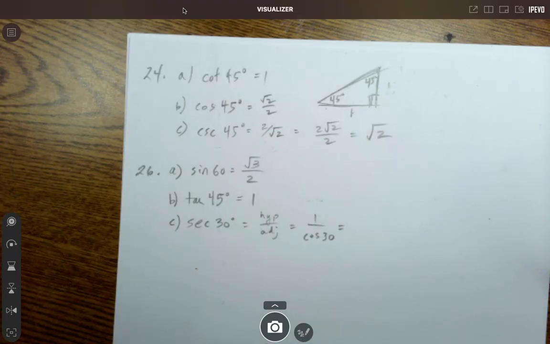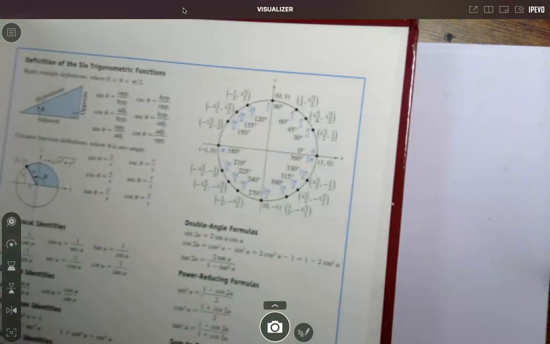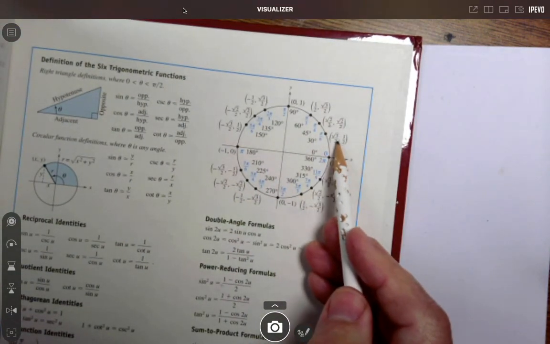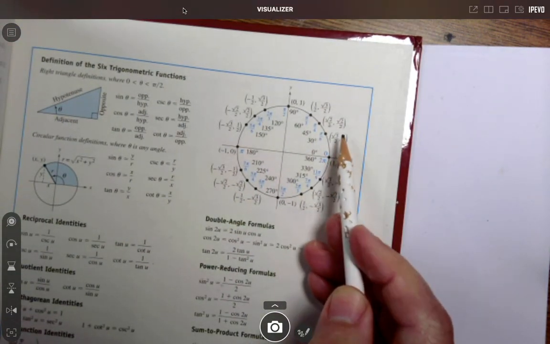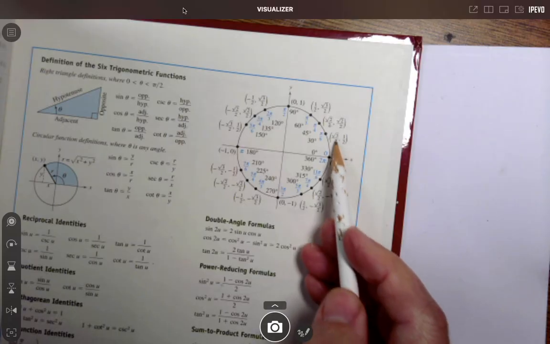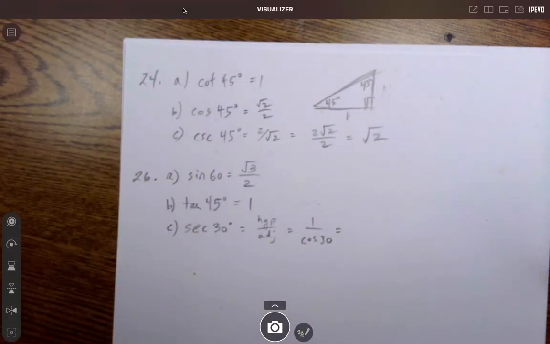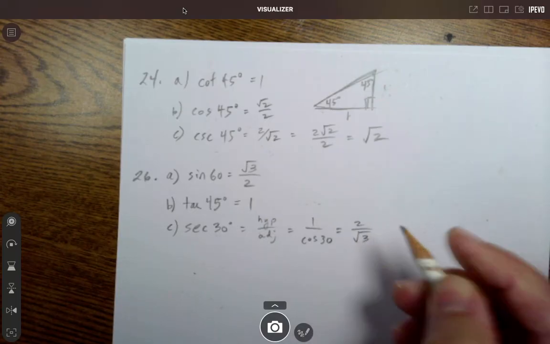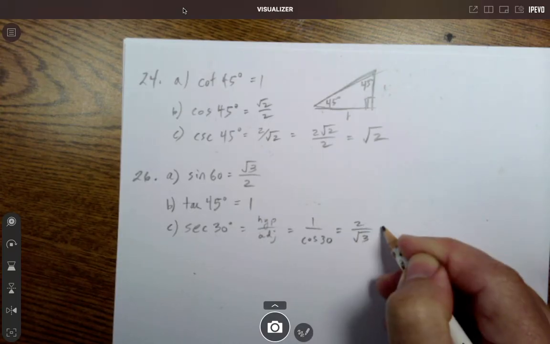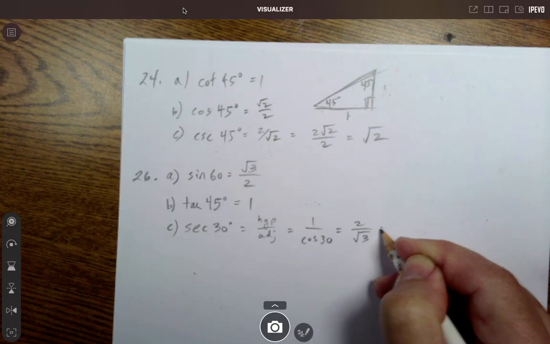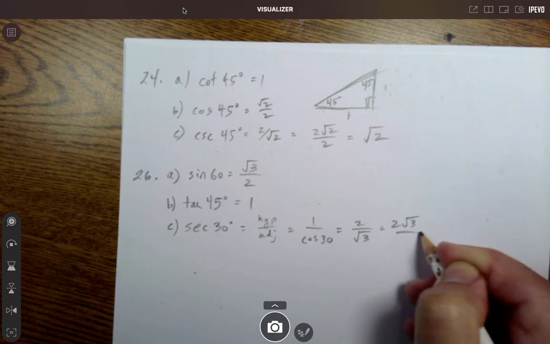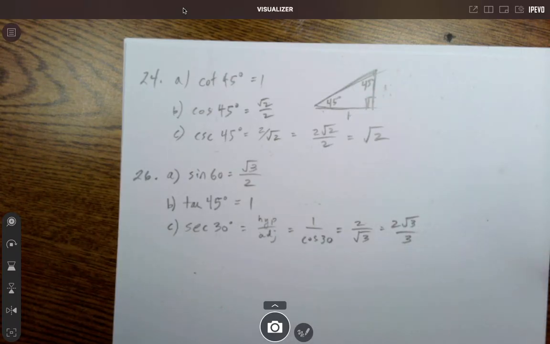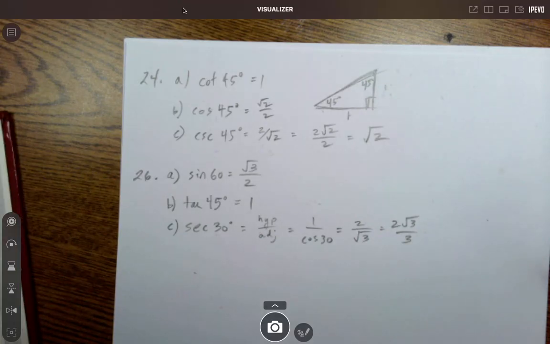Looking at the back of the book again, 30 degrees. Here's 30 degrees. Cosine is square root of 3 over 2. So if I want secant, I just flip that over. 2 over square root of 3. Multiplied by the square root of 3 over the square root of 3. That gives me 2 square roots of 3 over 3. That's 26.